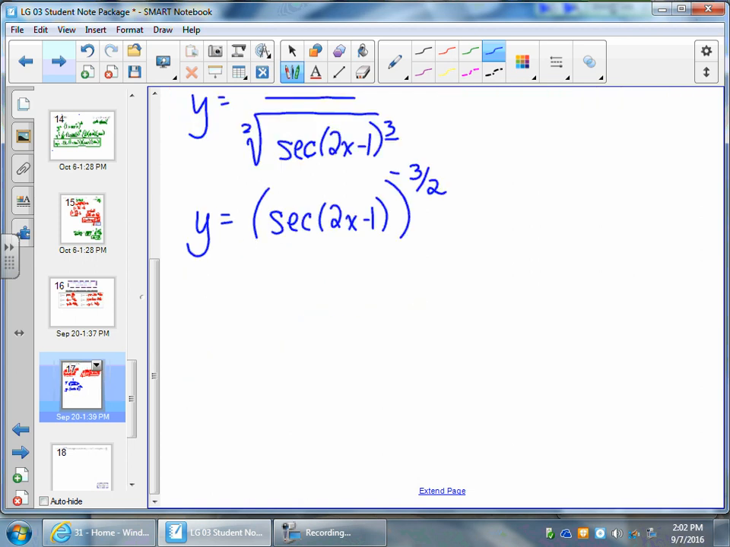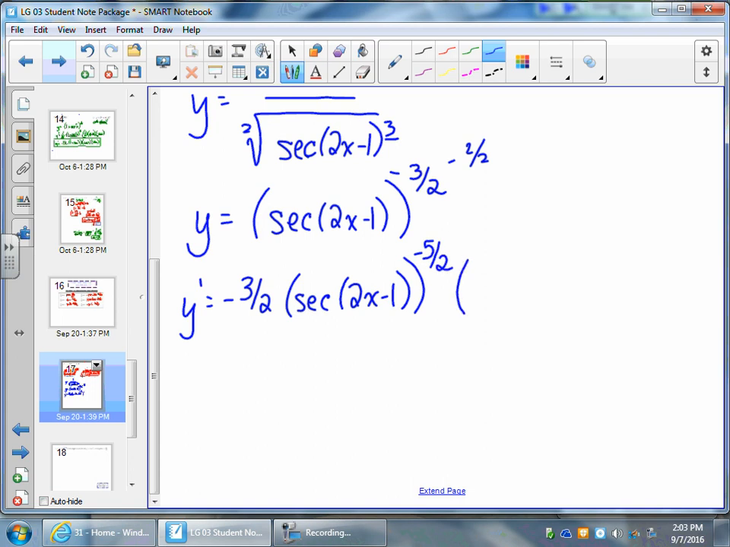Now again, this is the chain rule. So first thing we need to deal with outside in is going to be that negative 3 over 2. Leave everything inside how it was. Now remember, we subtract 1 from my exponent. So basically, we're minusing 1, which could be like 2 over 2. So this would become negative 5 over 2.